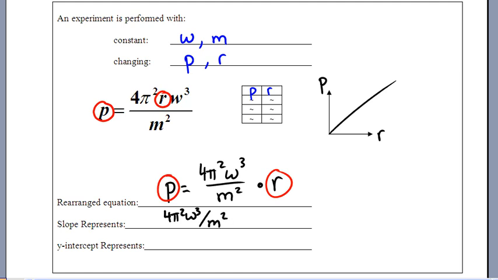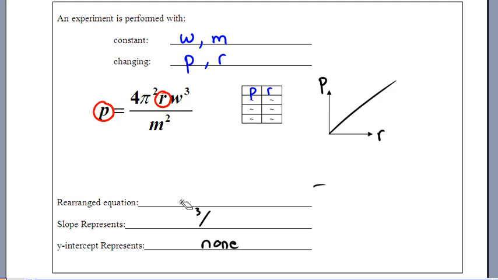It doesn't have a y-intercept, right? It's like plus 0, so none. That's the plan. But what if we change it a little bit? Let's redo this. What if the story says we're going to have a changing p, but maybe also a changing m. So maybe that's changing, but maybe the r isn't. Well, we'd have to recircle stuff here. I guess that means this is changing.